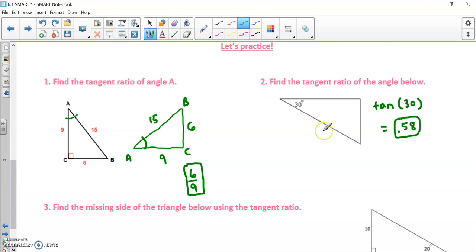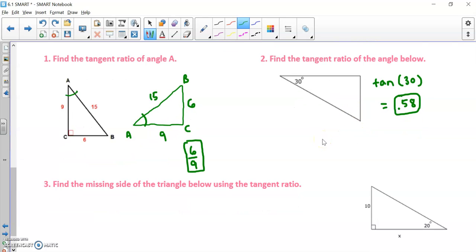Okay, what that's saying is even though we don't have these two sides, this is the ratio that we would have between the two, no matter what those two sides are.